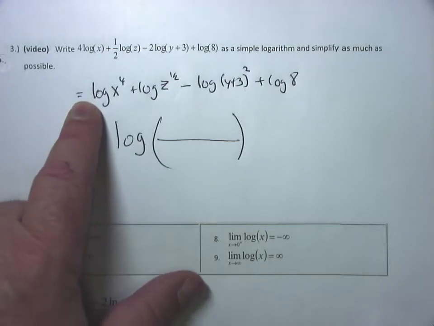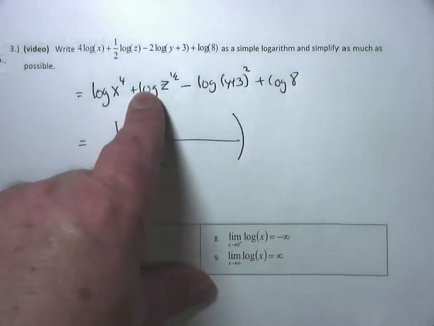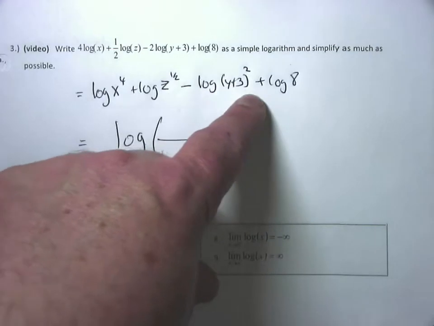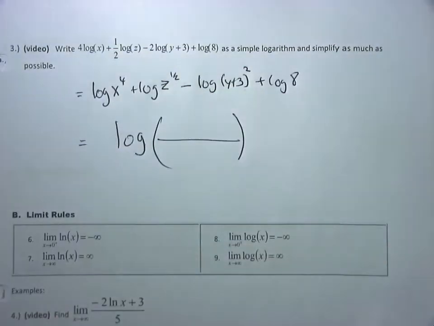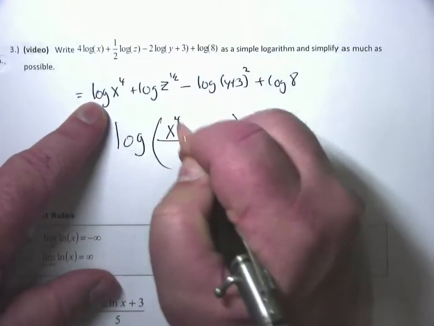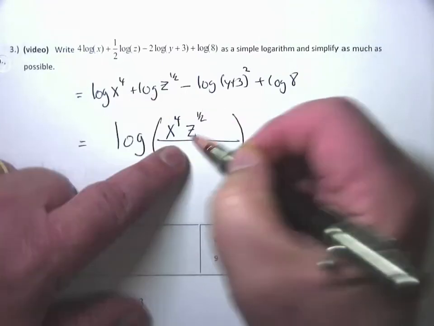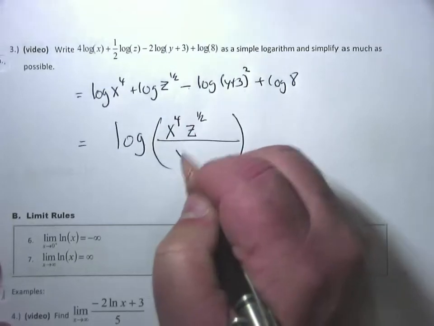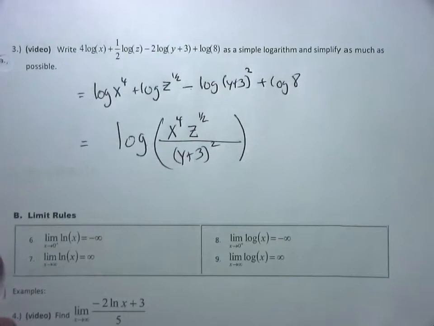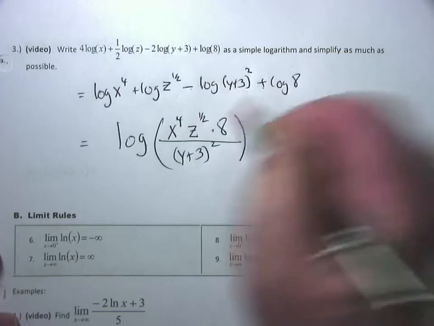This is understood to be positive, so when I combine these, log base 10 of x to the fourth with the log base 10 of z to the half minus the log base 10 of y plus 3 squared plus the log base 10 of 8, if it's positive, it's going to show up in the numerator. So this is understood to be positive, so the x to the fourth shows up on top. This is plus, so z to the 1/2 shows up on top, turns into multiplication. Minus means that y plus 3 squared will show up in the denominator, because the subtraction turns into division. But this is plus. Plus turns into multiplication. Multiplication shows up in the numerator, 8.